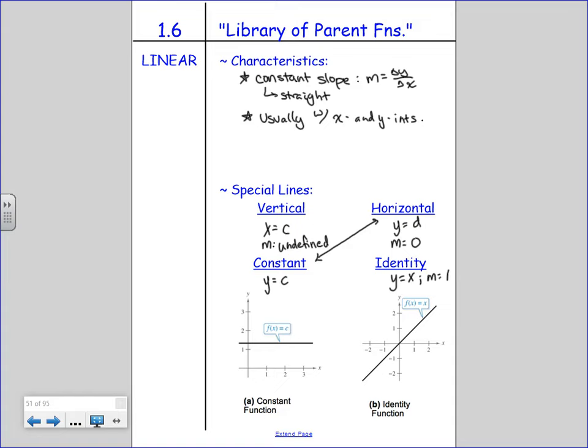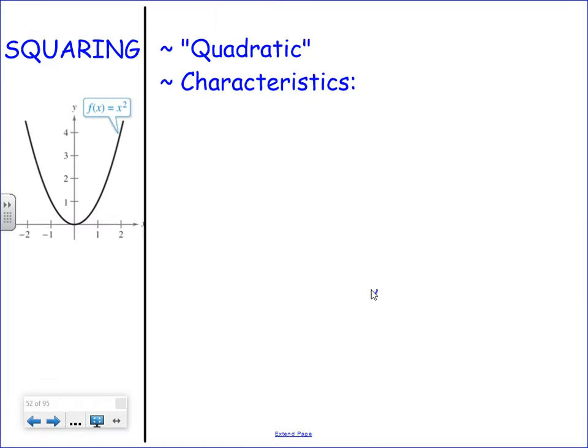So we have the vertical and horizontal, which has to do with slopes. We have the constant, which is a special name for horizontal lines, where y equals a number. And then we have the identity function, where y and x are the exact same. We also say that this is directly proportional. Okay, but lines though, we've done that a lot, right? All right, let's start getting more excited.